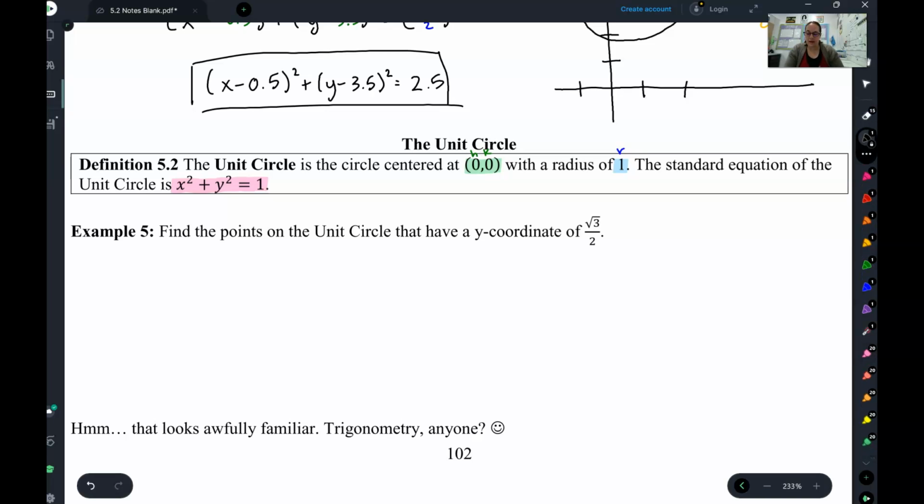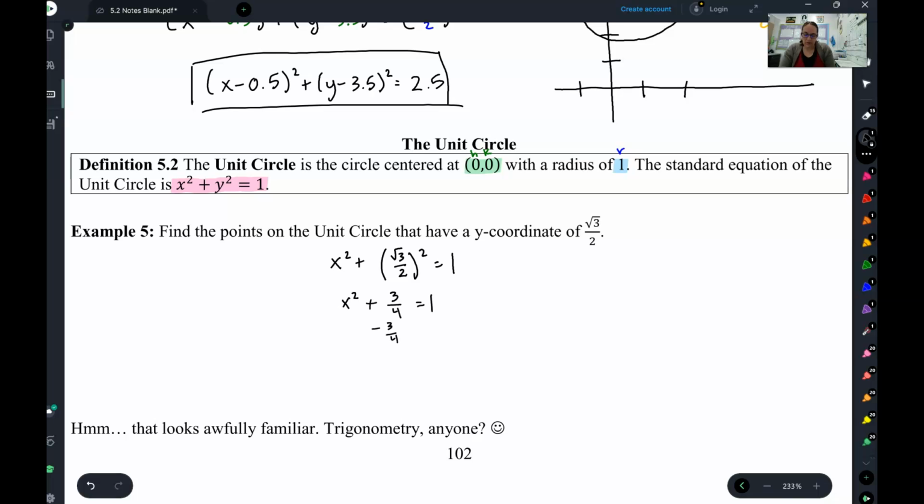So we're going to look at example 5. It says, find the points on the unit circle that have a y coordinate of root 3 over 2. So all I'm going to do is plug this in for y in my equation of my circle, and then solve for my x coordinate. And then I can write down the points as x comma y. So let's simplify this. I can plug that into my calculator to get 3/4. I don't know why I put that as an equal sign.